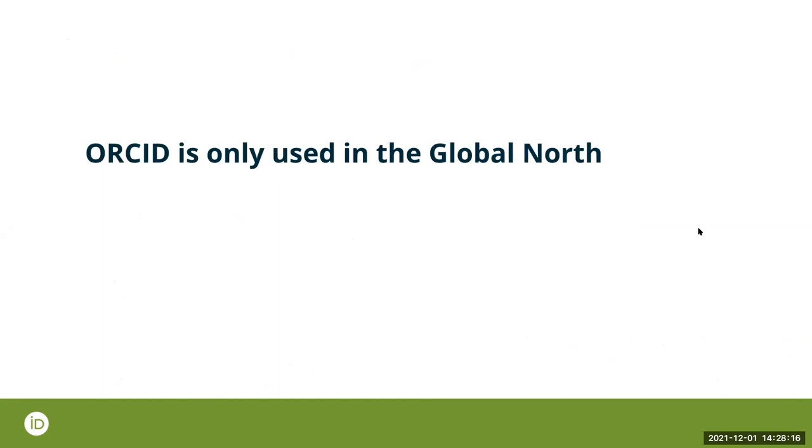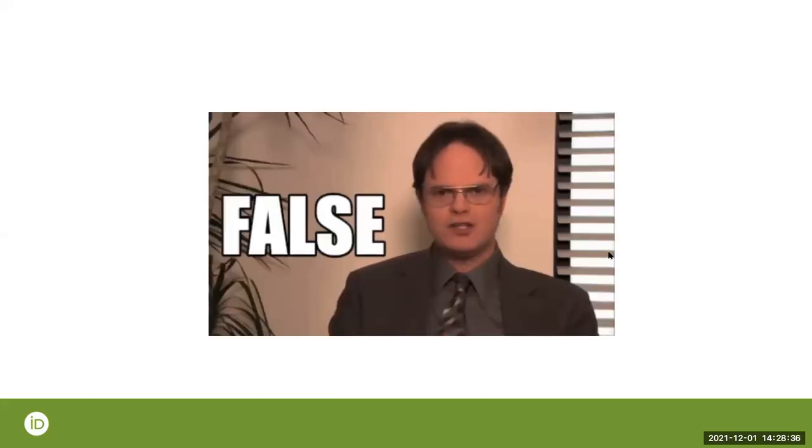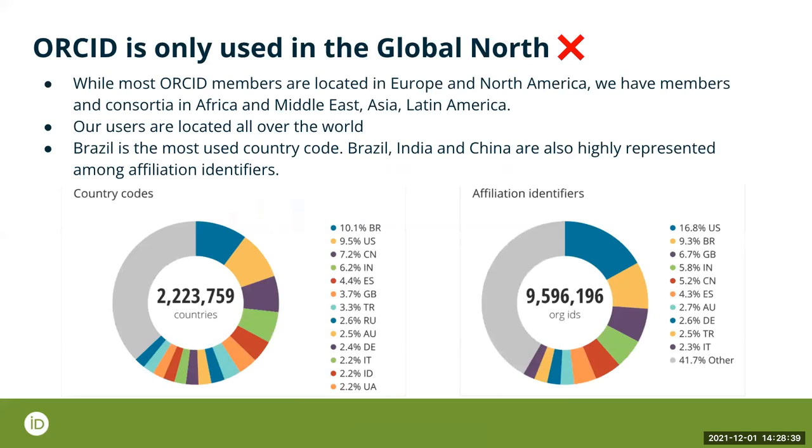And ORCID is only used in the global north. Yeah, this is clearly false. This represents an interesting part, because while most members, so that part of supportive community, are located in Europe and North America, we have a few in Africa, Middle East, Asia, and Latin America, but most of them are in the global north. Users are located all over the world.